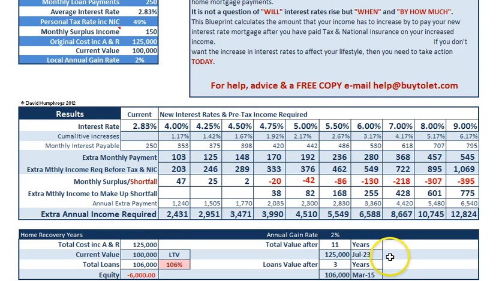In this case, it is 11 years for the current value of £100,000 to reach £125,000, and that great day will take place in July 2023, and in case of the negative equity, it will take 3 years to get over that problem, and you'll have to go to March 2015 for the value to equal £106,000, which is the amount of total loans in this example.